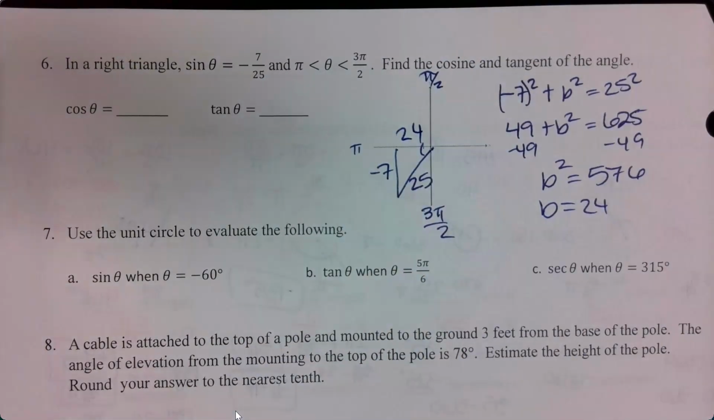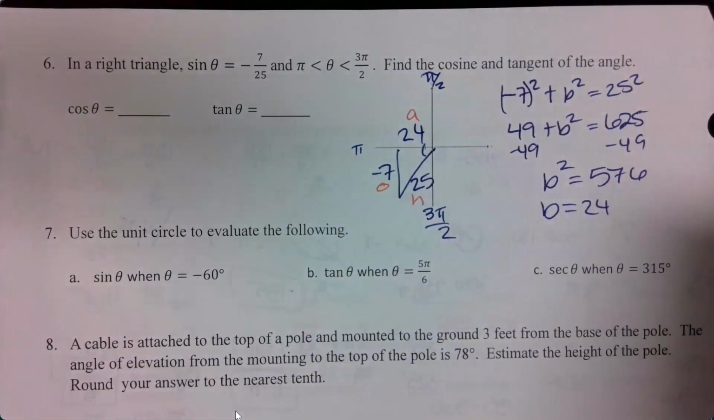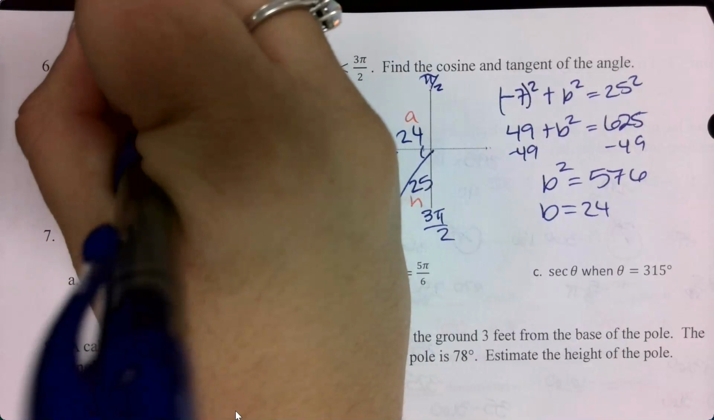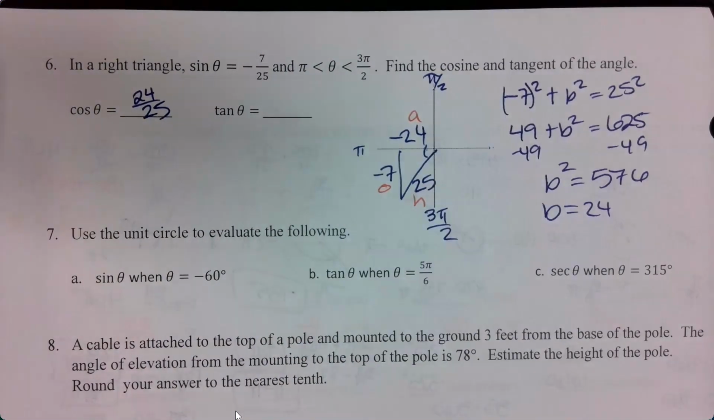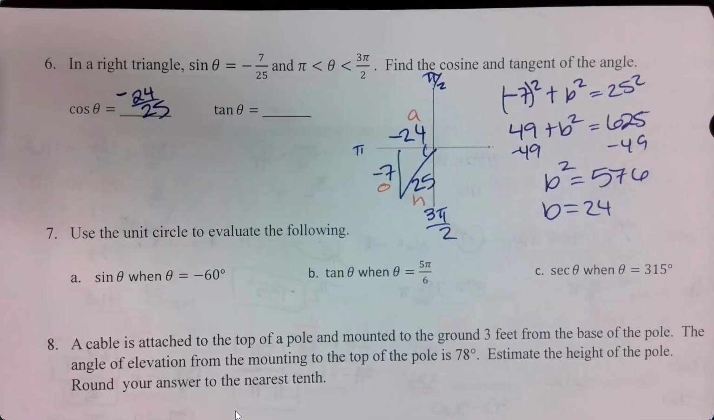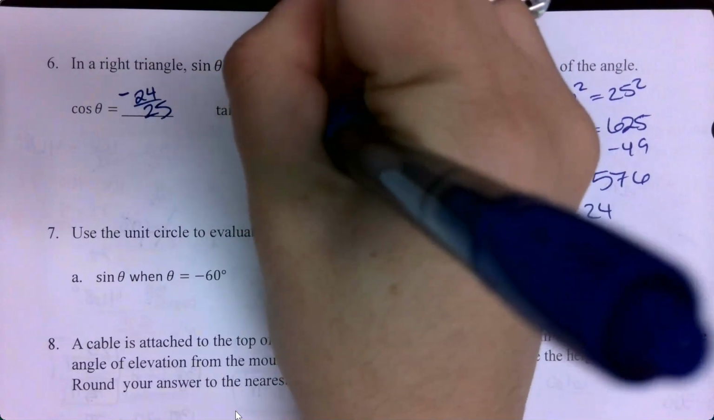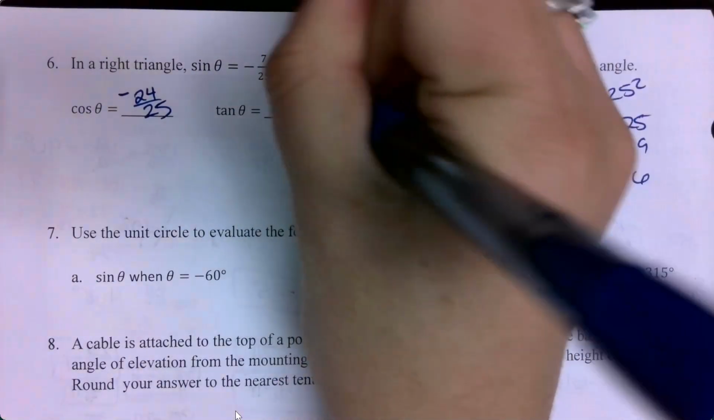So cosine, oh, let me label these. This was opposite, this is my hypotenuse, and this is my adjacent. Cosine is adjacent over hypotenuse, so 24 over 25, but because I'm in the third quadrant, this 24 should actually be negative. And then tangent is opposite over adjacent, so negative 7 over negative 24. Because of the double negatives, this is going to turn it into positive 7 over 24.